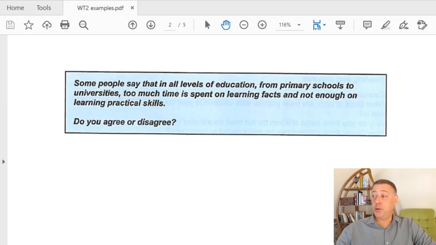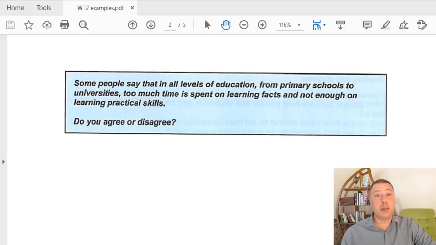Here's another one. Do you agree or disagree? So pause your video, have a think, and unpause when you're ready to check your ideas. Some people say that in all levels of education, from primary schools to universities, too much time is spent on learning facts and not enough on learning practical skills. Do you agree or disagree?